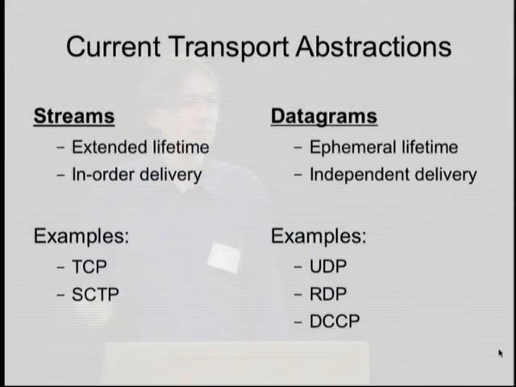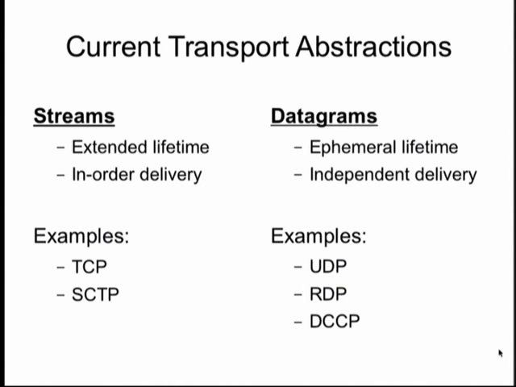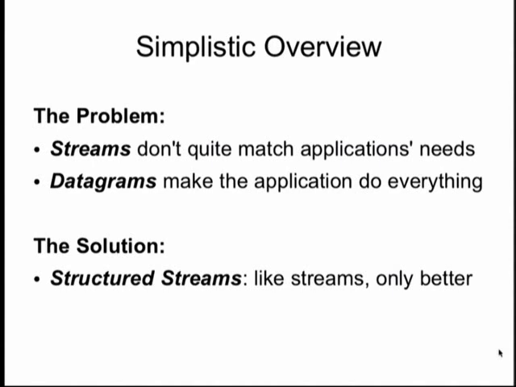As you're probably all familiar with, the internet protocols currently provide basically two standard transport abstractions for applications to use, streams and datagrams. I assume you're all familiar with their general properties. But in this talk, I want to propose that there's a problem with both abstractions. First of all, the very simplistic version is that streams aren't quite what the applications need, whereas datagrams just don't provide enough functionality. And of course, I want to propose a solution.